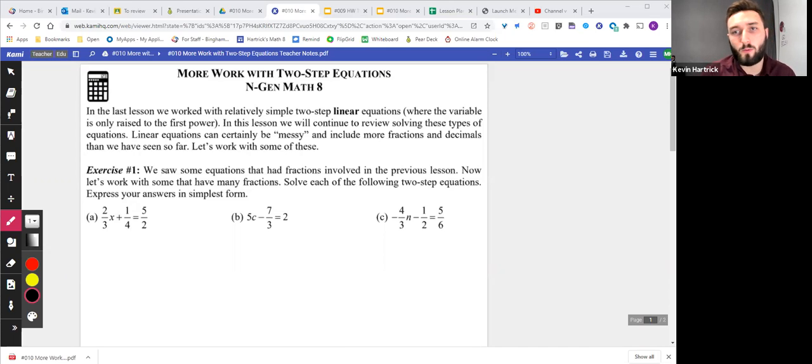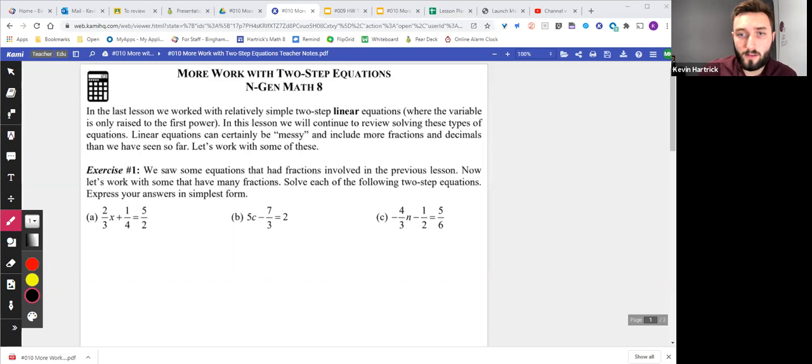In the last lesson, we worked with relatively simple two-step linear equations where the variable is only raised to the first power. That's a linear equation. In this lesson, we will continue to review solving these types of equations. Linear equations can certainly be messy and include more fractions and decimals than we have seen so far. So let's work with some of these.